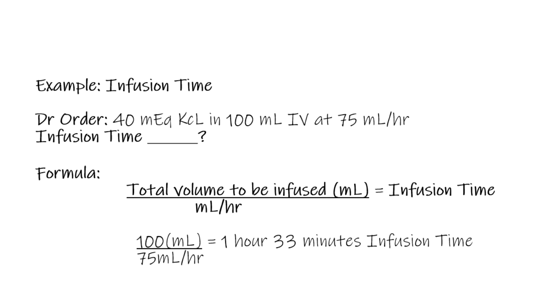The next is infusion time. The order is to give 40 milliequivalents in 100 milliliters IV at 75 milliliters per hour. What is the infusion time? You look at your formula and plug in your numbers. So the total volume to be infused is 100 milliliters at 75 milliliters per hour equals 1 hour and 33-minute infusion time.